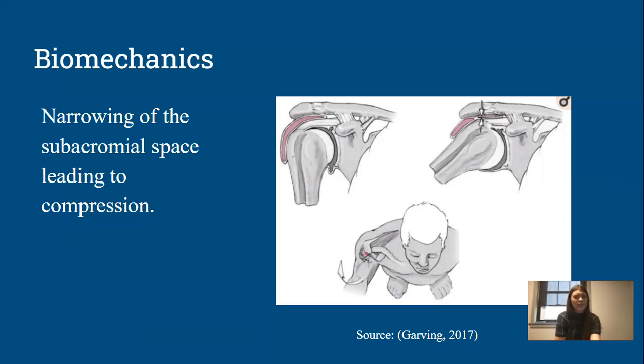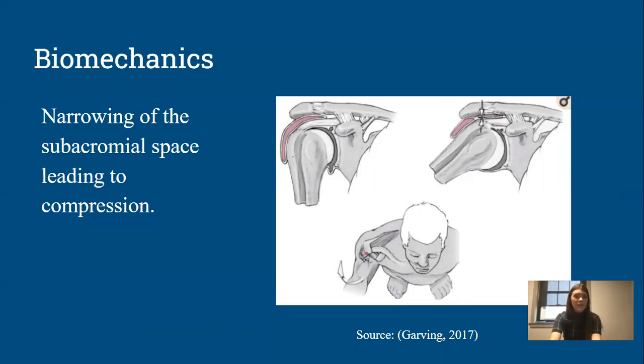It should also be noted that repetitive compression of the rotator cuff tendons is known to contribute to the narrowing of the subacromial space. With this being said, it is currently not known if the damaged tendons cause impingement or if a smaller acromial space causes the tendon inflammation.